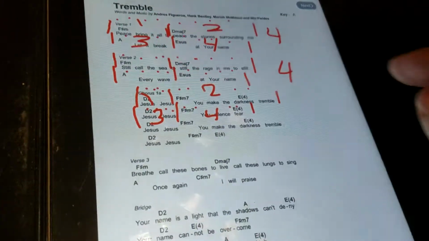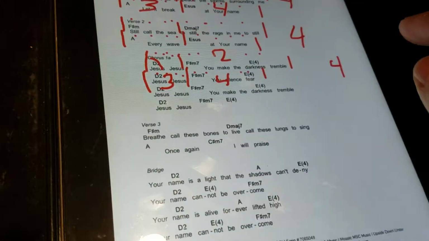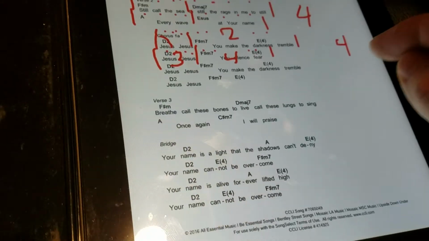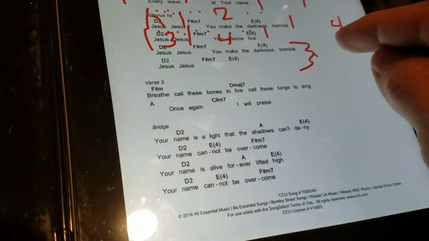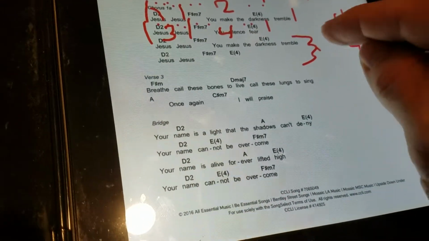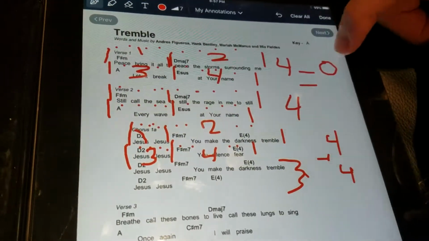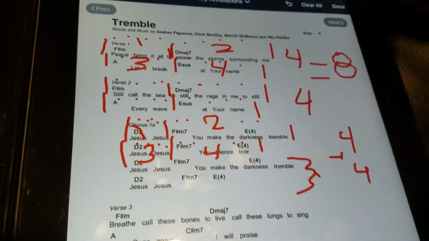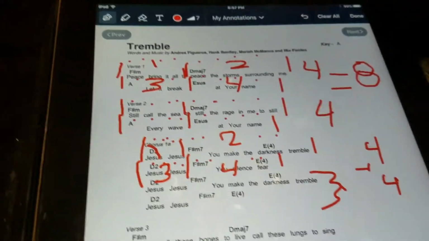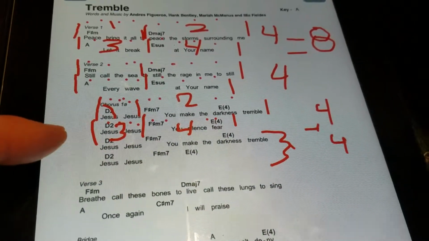So again, we've got 1, 2, 3, 4 bars there, total of 4. And we've got down here as well, this is 4 bars. So we're starting to see this basic song structure take shape. We've got 8 bars here in this first chord progression. Then now we've got another 8 bars in the second chord progression here.